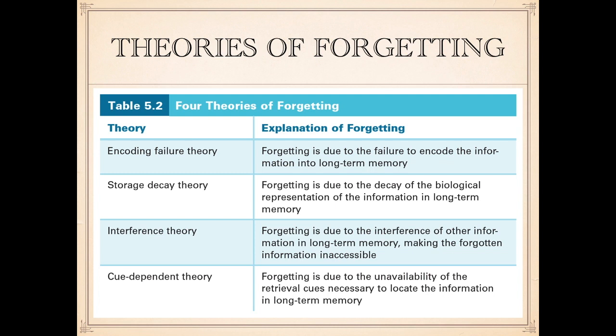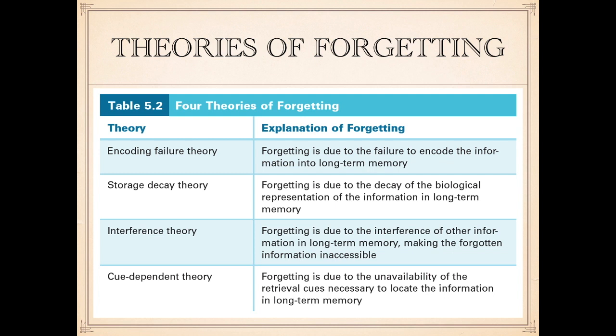The next theory of forgetting is the storage decay theory. The storage decay theory states that forgetting is due to the decay of the biological representation of the information in long-term memory. Storage decay theory is also known simply as decay theory. Researchers argue that decay theory can happen at any stage and has to do with the decay of the biological representation of the memory. In other words, the neurons fail to make a permanent connection. Just like an apple will decay in the sun, information decays over time, especially if those neurons are not firing.